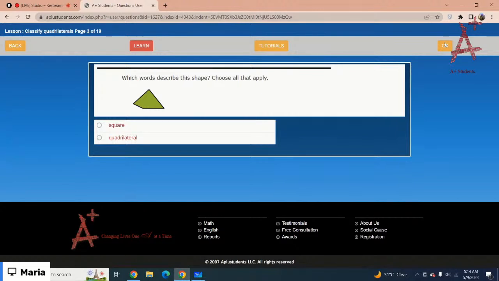What words describe the shape? Choose all that apply. Which is the correct option? Square or quadrilateral? Yes, again, that would be quadrilateral. It has four sides, so a four-sided shape is known as quadrilateral. Quad means four. It is not a square, but it has four sides, so it would be quadrilateral.